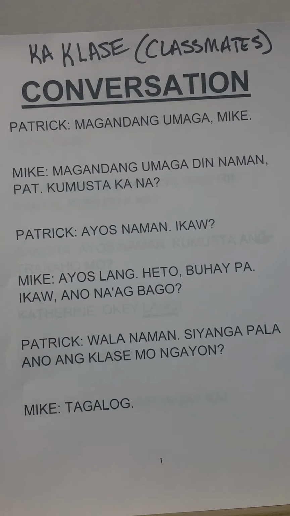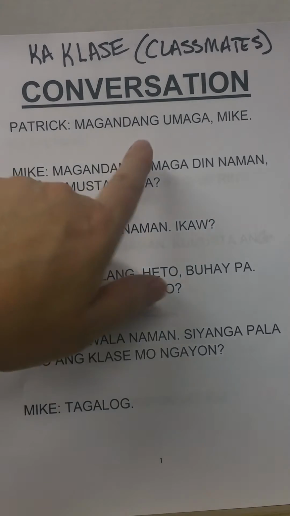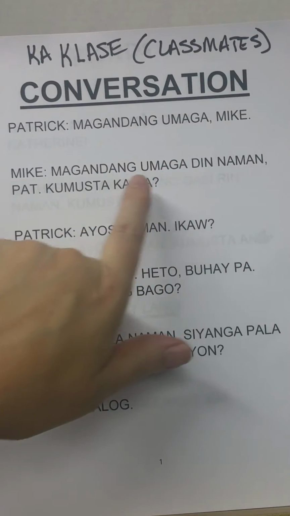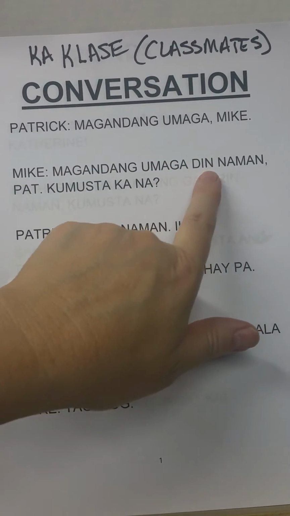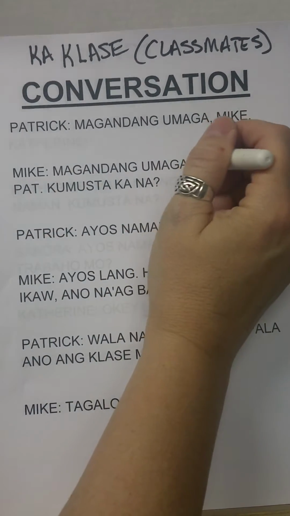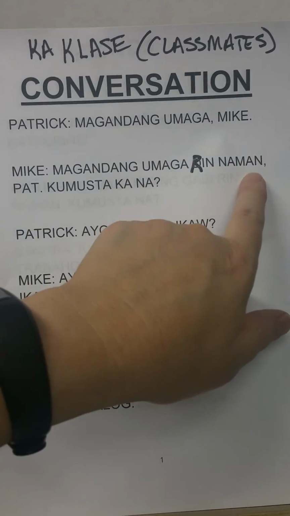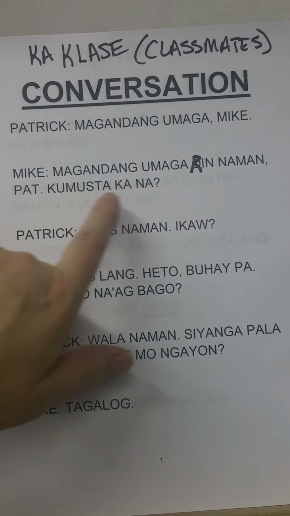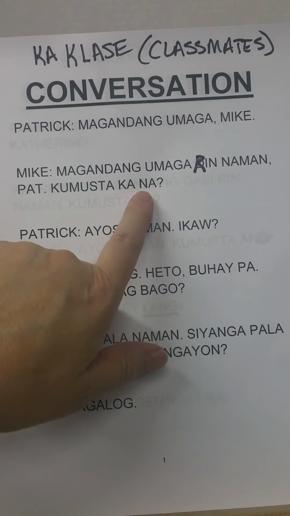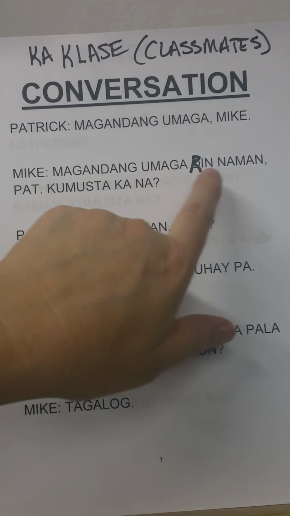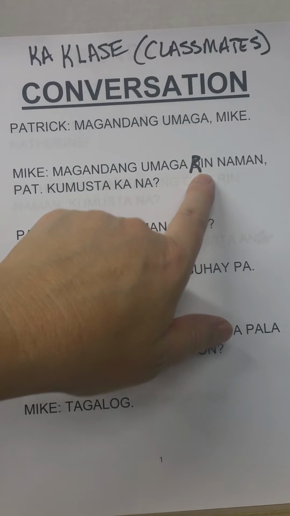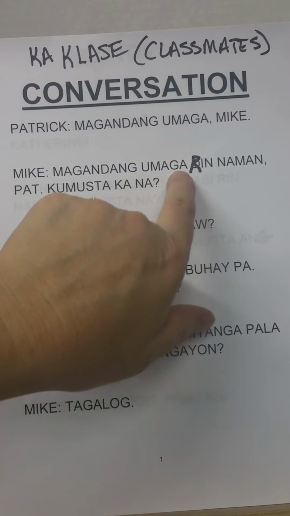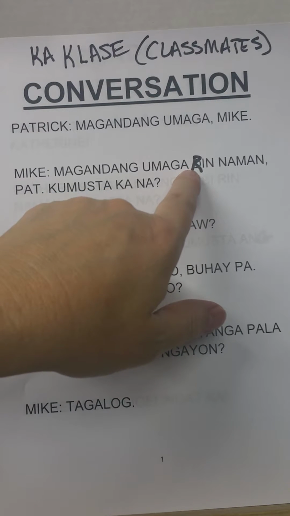So this is between Patrick and Mike. Magandang umaga, Mike. Good morning, Mike. Magandang umaga rin naman. Good morning also, Pat. Kumusta ka na? How are you now? Remember, rin and din is the same word. It's just that you use rin after a word using a vowel at the end.